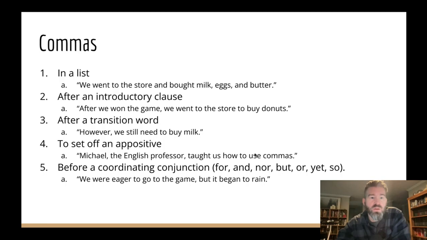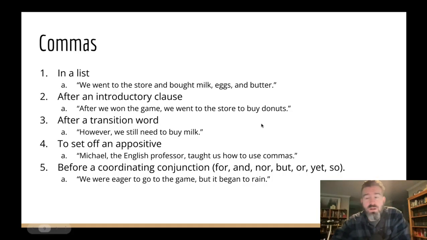After a transition word, so a transition word like however, therefore, whatever transition word you want, because we still need to buy milk, is a complete sentence. The however allows us to transition from one sentence to another.